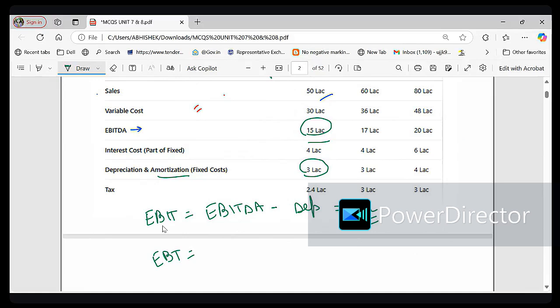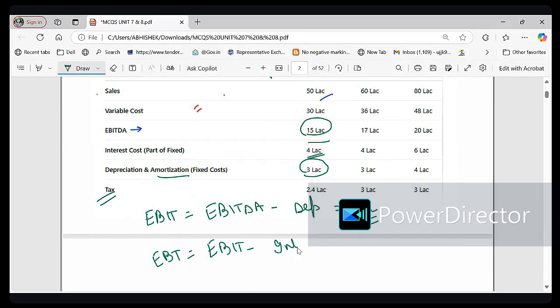From EBIT, if you subtract the interest part. How much is the interest? You can see it is 4 lakh. This is the part of fixed cost. So what will be the EBT? Can I get some responses? Very easy question it is. From EBIT, if you subtract the interest part, you will get EBT. How much is the EBT? Please tell me.